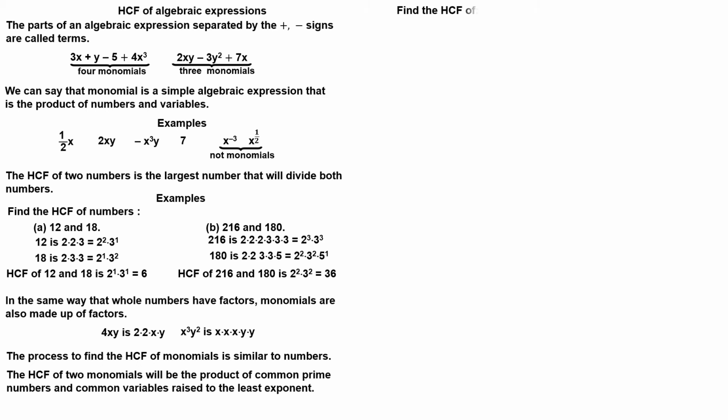Find the highest common factor of 2x cubed and 56x. Write each term as a product of its factors. The highest common factor will be the product of common prime numbers and the common variables raised to the least exponent.